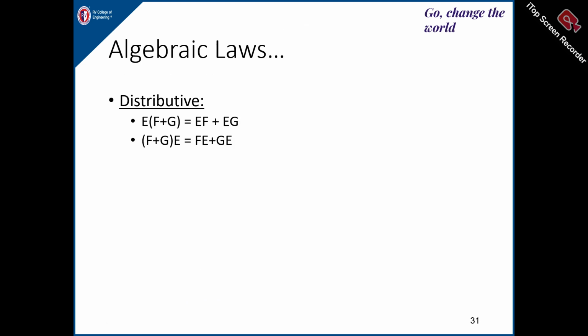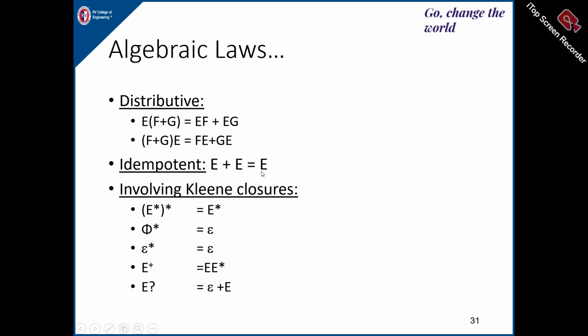Next is the distributive law, which says that E(F+G) is equal to EF+EG. That is the distributive law of concatenation over union, and this is the other side, (F+G)E equals FE+GE. Next is idempotence, that is, E+E is equal to E.